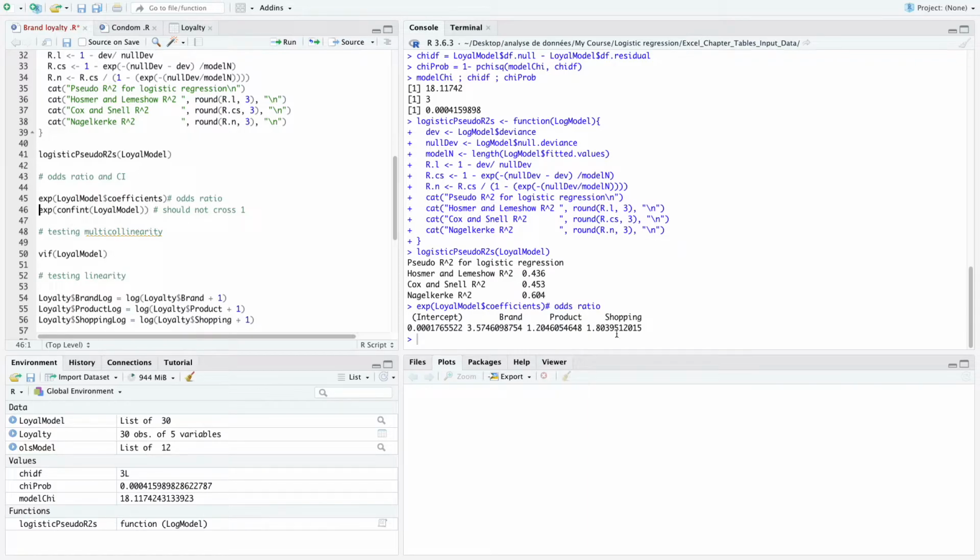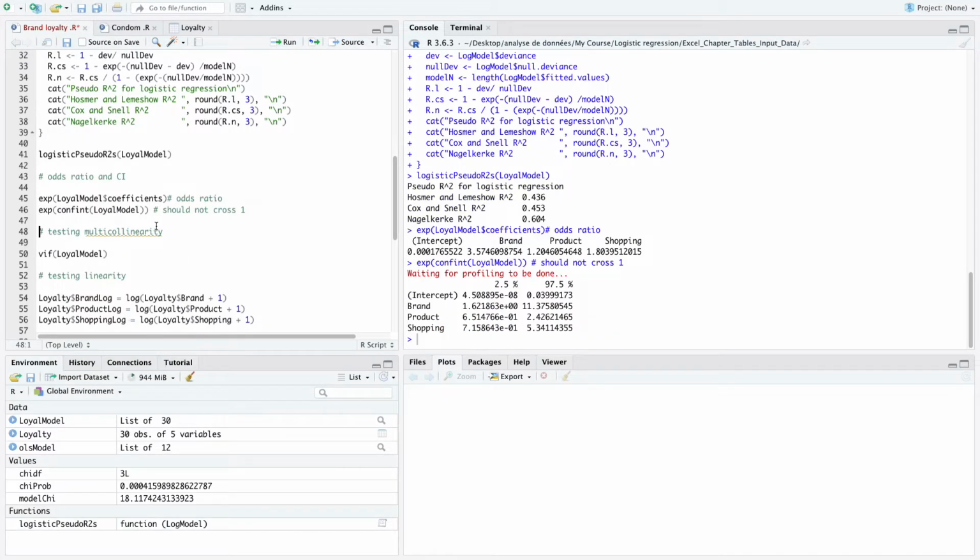Of course, it's very easy, and we will be interested in this one I said, and this can be interpreted as: a one unit increase in brand increases the odds of being loyal by 3.57 times. Well, this is how it is interpreted. Of course, we can also calculate the confidence intervals and report them with our results. And as I said, we have ones in these two variables, product and shopping, which is not the case for brand, since it's between 1.62 and 11.37.